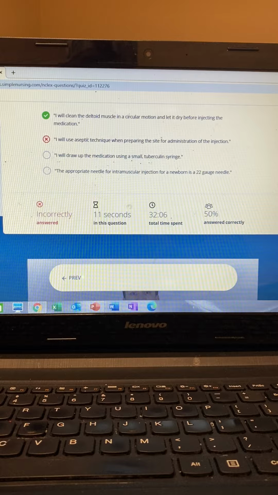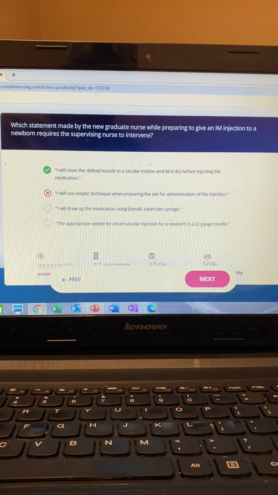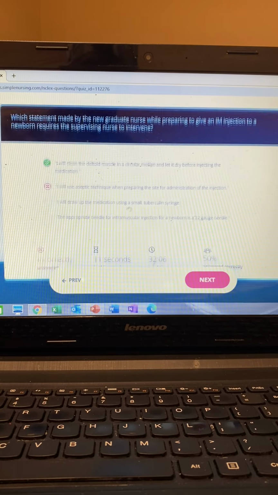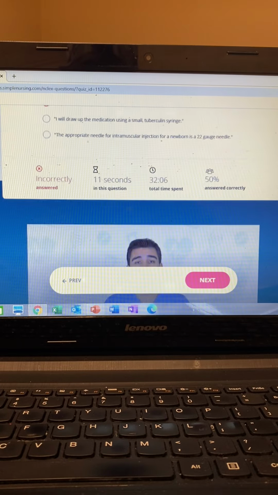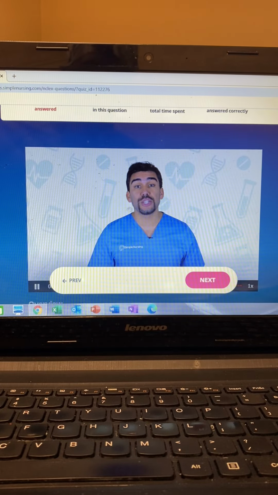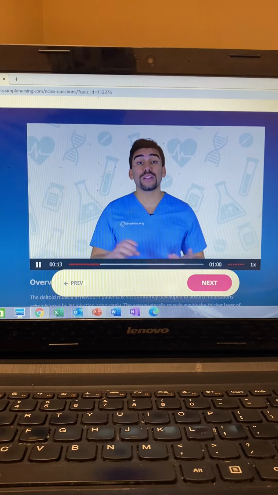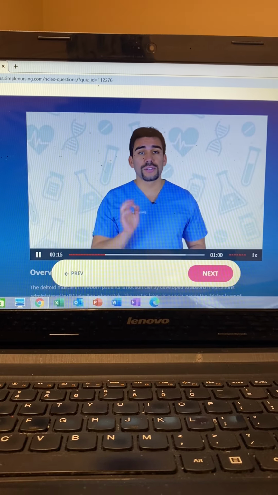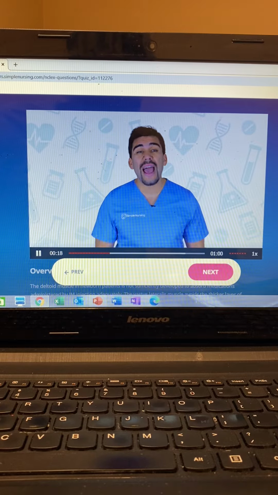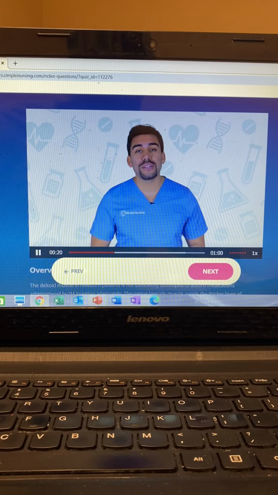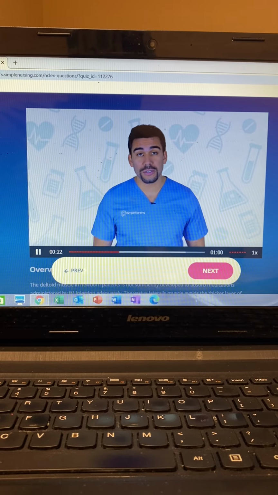Now, using our 3 steps, let's break this down. Now, this question is asking for the incorrect action for the key problem, the new grad giving an IM injection to a newborn. So immediately we're thinking needle size and location here. So the solution we're looking for is the wrong actions for giving an IM injection to this newborn patient.